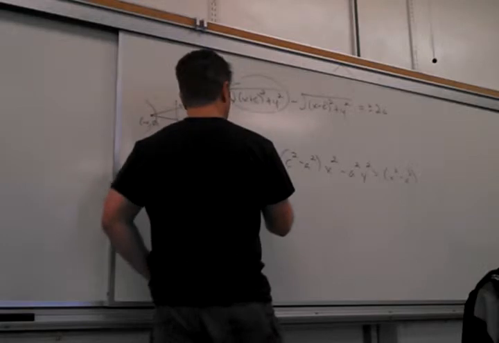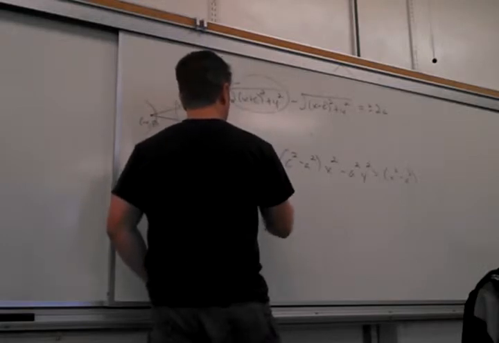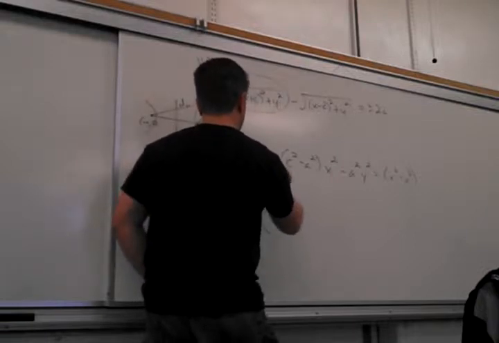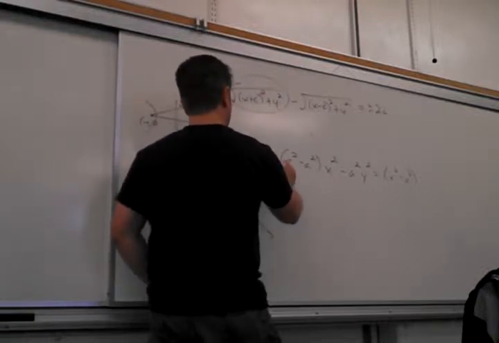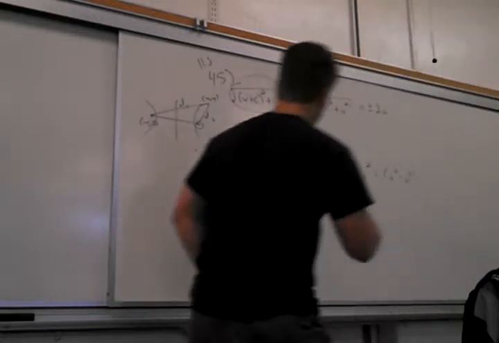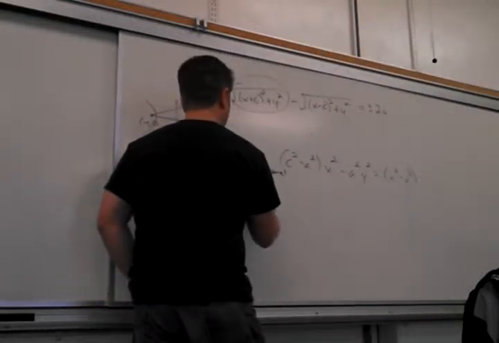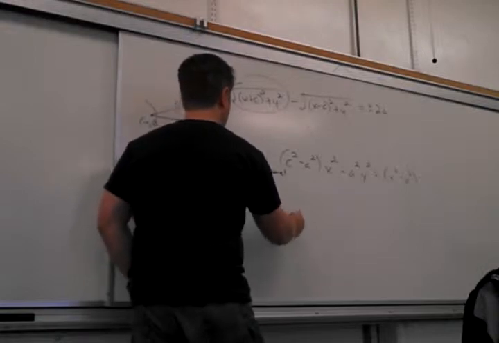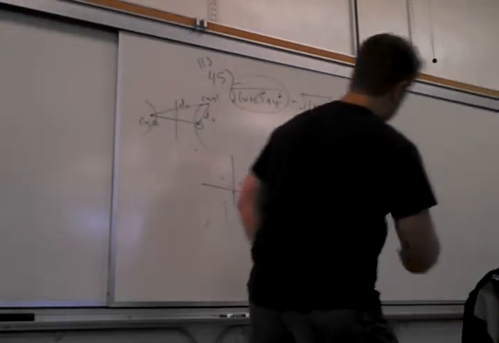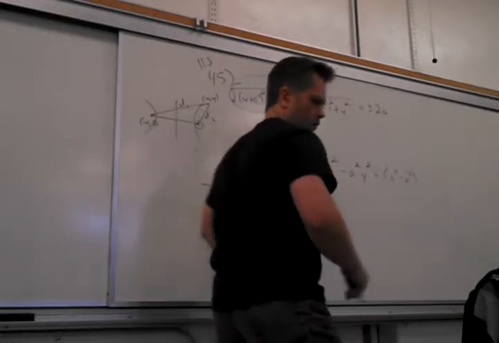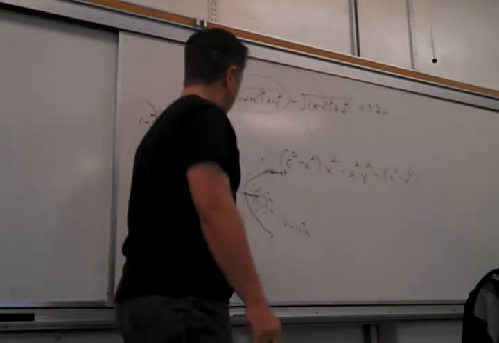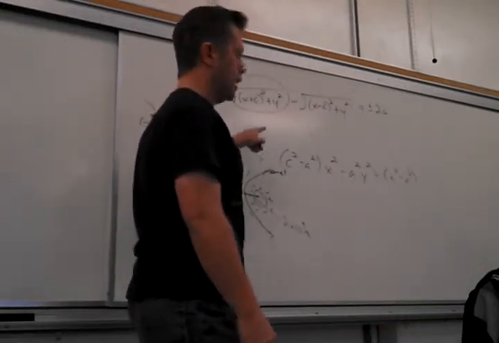Here's the sun. And then here comes the comet. Here's the comet. And this distance here is 2 times 10 to the 9th miles. Alright. And you're supposed to figure out the equation for that path.